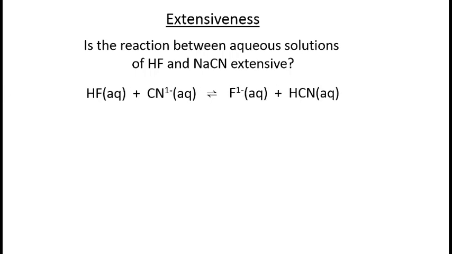It's worth noting the conjugate pairs in this equation. HF is an acid, fluoride is the conjugate base. Cyanide is a base, HCN is the conjugate acid. There is an acid and a base on each side, and we're going to determine extensiveness using their relative strengths.